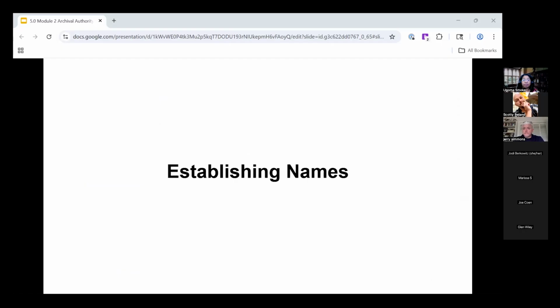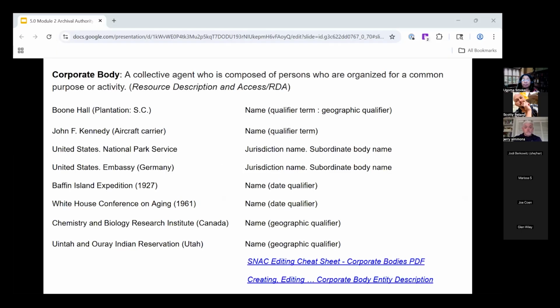Now let's talk about establishing or creating a name for a corporate body entity. We have a good deal to cover, and as we will see, some corporate body names have several components to consider. RDA defines a corporate body as a collective agent who is composed of persons who are organized for a common purpose or activity. So typical examples of corporate bodies are associations, institutions, business firms, nonprofit enterprises, governments, government agencies, projects and programs, religious bodies, and conferences.